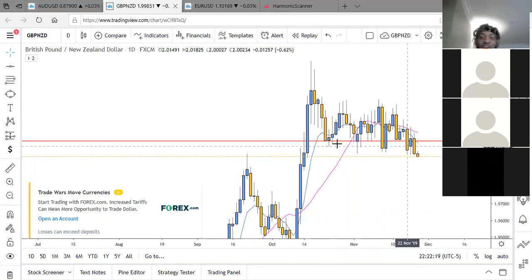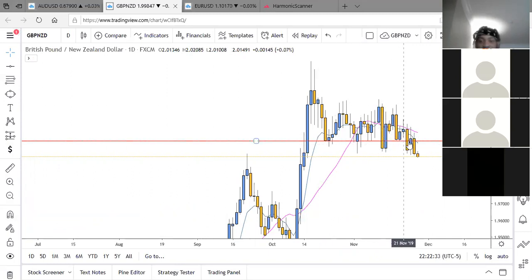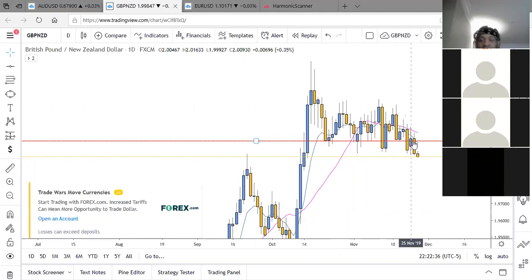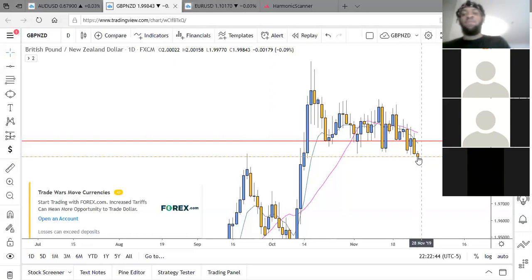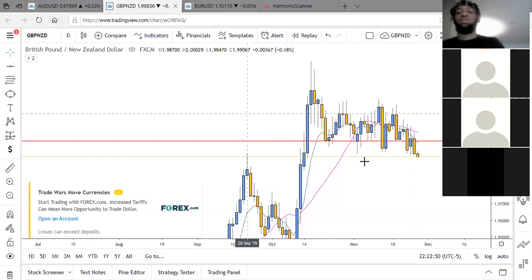So from October 22nd to November 25th, price literally is moving in this little range right here on the daily. Then at the 5 p.m. candle today, we got a breakthrough. Now, let me tell y'all, right here is where we're at with GBP NZD. This is currently what price is, 1.99836.